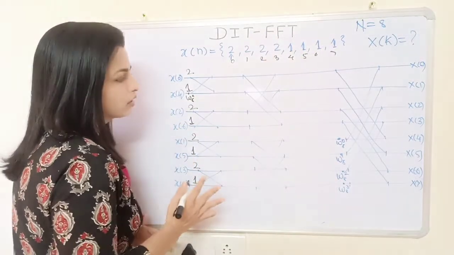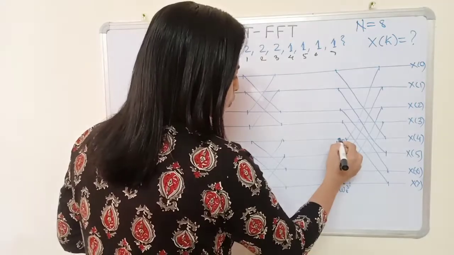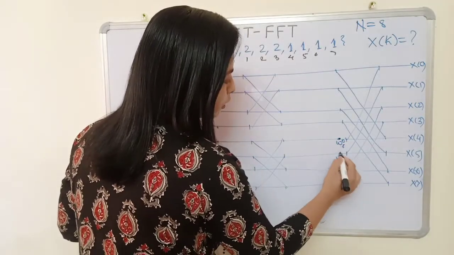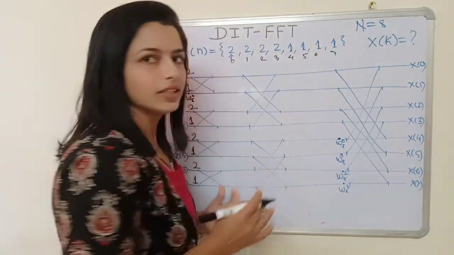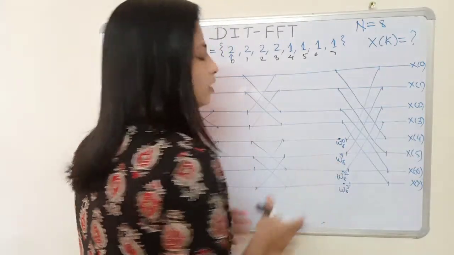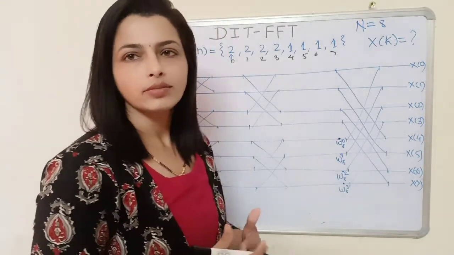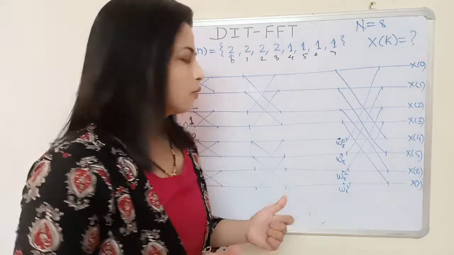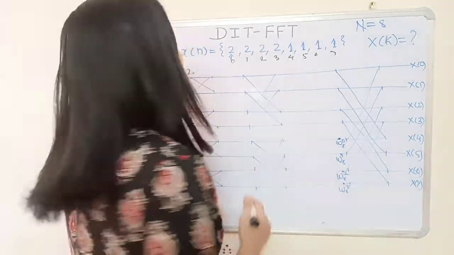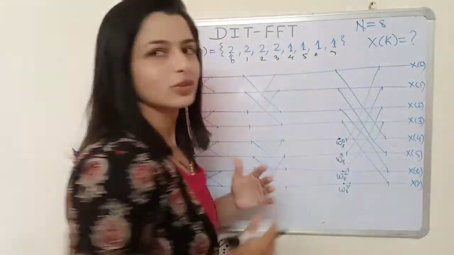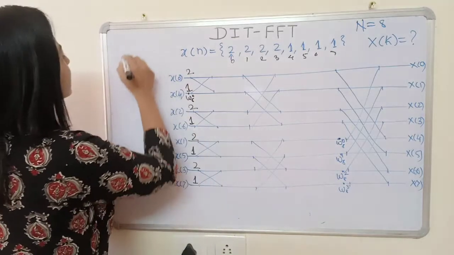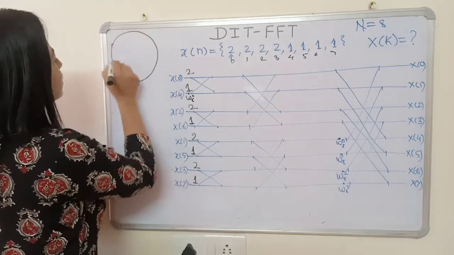I have not written the twiddle factors here. The twiddle factors are W8^0, W8^1, W8^2 and W8^3. These 4 factors are used, but most of the time we don't remember what the twiddle factors are. We just remember W8^0 is equal to 1. So I'll teach you one technique. We have drawn it several times.